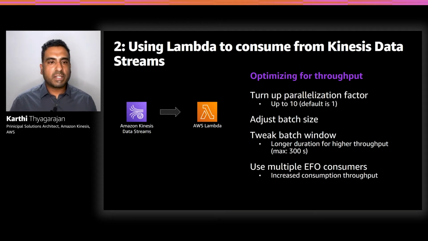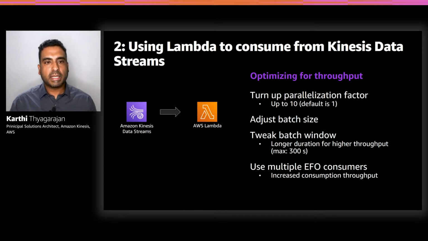And what the parallelization factor lets you do is, for each shard, you can have the Kinesis Lambda integration spin up more than one parallel invocation of your Lambda. So this gives you additional processing power because each of those instances of your Lambda function per shard are handed separate records. And so you get this parallelization. And we'll see how this can still preserve ordering in a couple of slides.